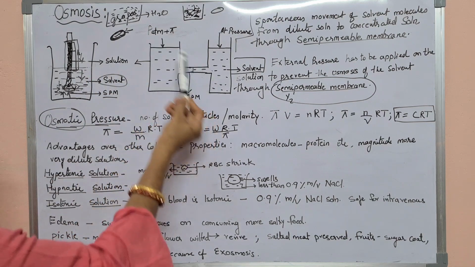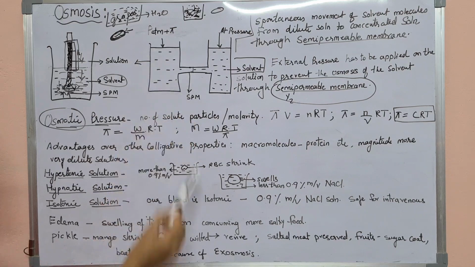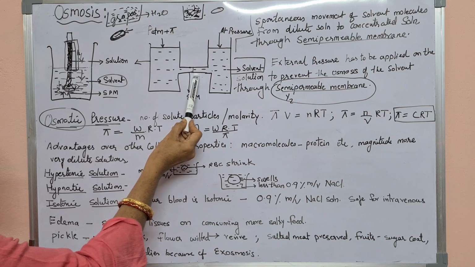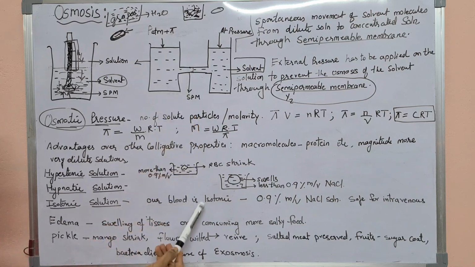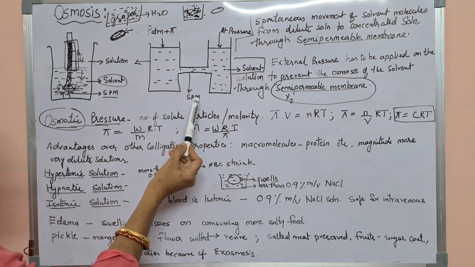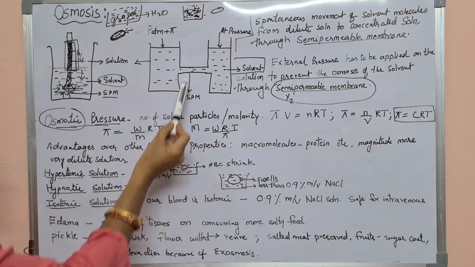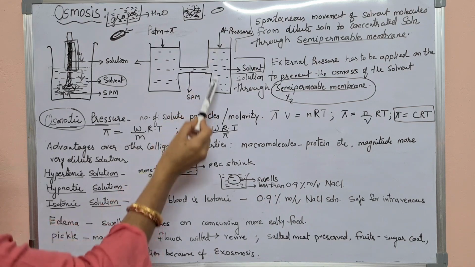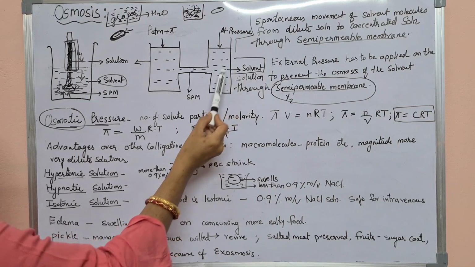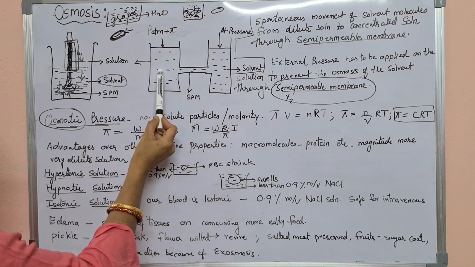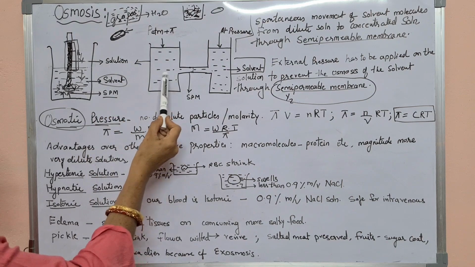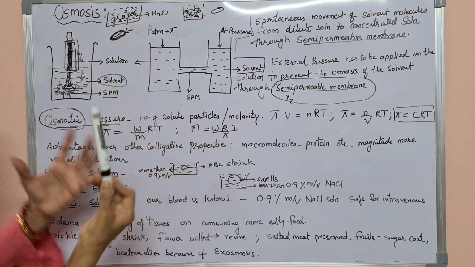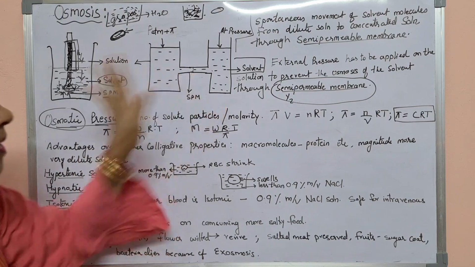Here, this is the H-shape diagram. Two containers are there, and these two containers are separated with the help of a connecting tube, and in between the connecting tube a thin membrane is there, and this thin membrane is a semi-permeable membrane. Partition done with the help of a semi-permeable membrane. One arm of the H contains solvent, matlab simple water. The other arm of the H contains the solution, that is sugar solution.